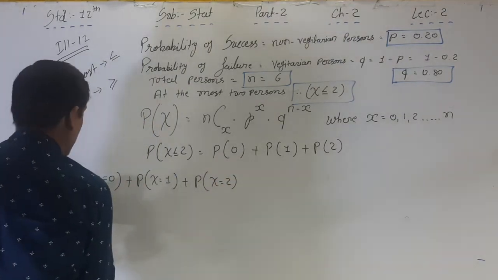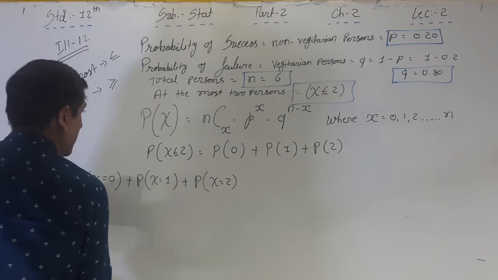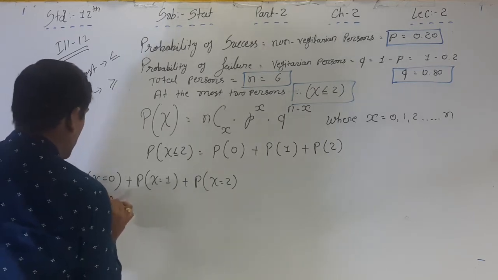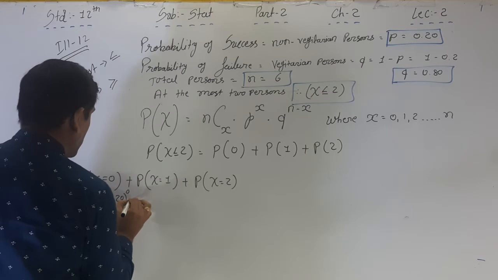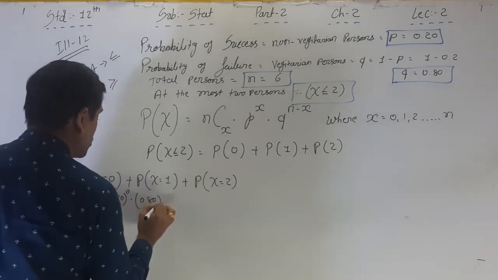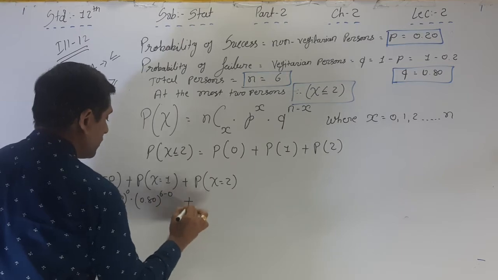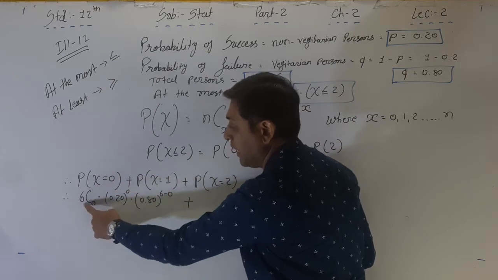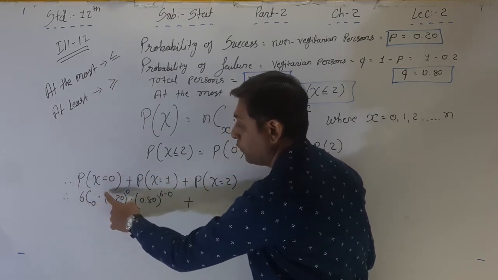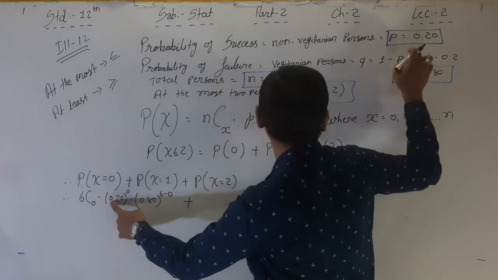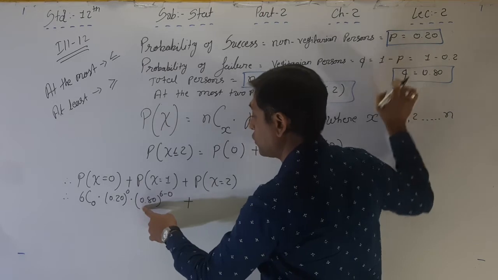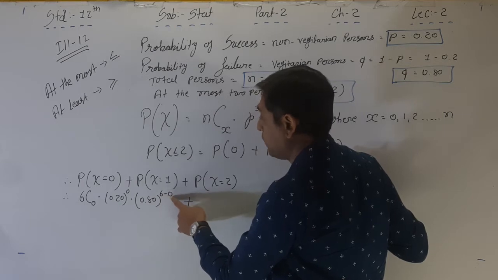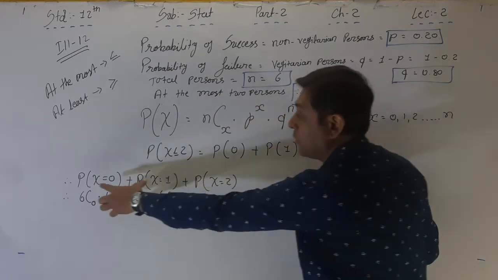Therefore, 6C0 into P, 0.20 raised to 0, into 0.80 raised to 6 minus 0. This is P of X is equal to 0. P of X is equal to 0 is equal to nCx, 6C0, into p raised to 0, p is 0.20 raised to 0, into q raised to n minus x, q is 0.80 raised to 6 minus 0. So here only P of 0.